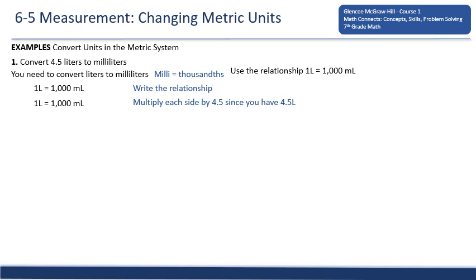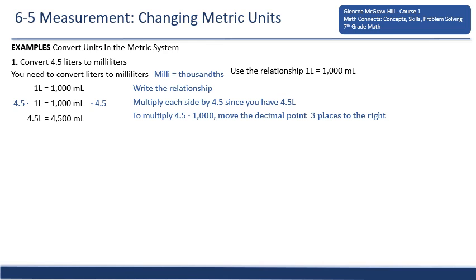And if we multiply each side by 4.5, since we have 4.5 liters and we know there are 1,000 milliliters in a liter, we can multiply each side times 4.5. And remember, whatever we do to one side, we have to do to the other. And to multiply, we're going to move the decimal point 3 places to the right. So 4.5 liters equals 4,500 milliliters.